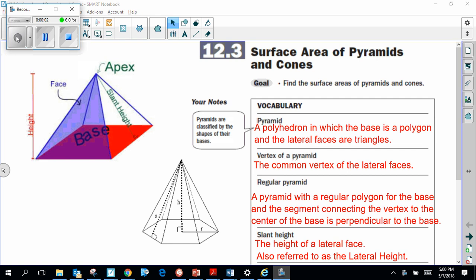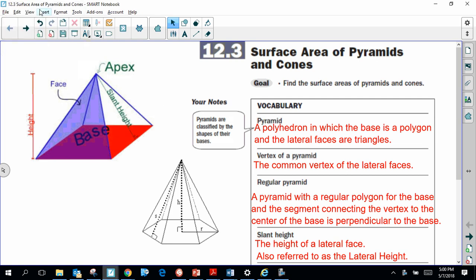Hey everybody, Mr. Piercy here, and in this video what we're going to be taking a look at is how to find the surface area of pyramids and cones.